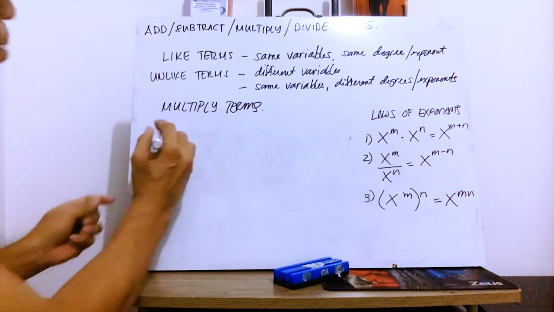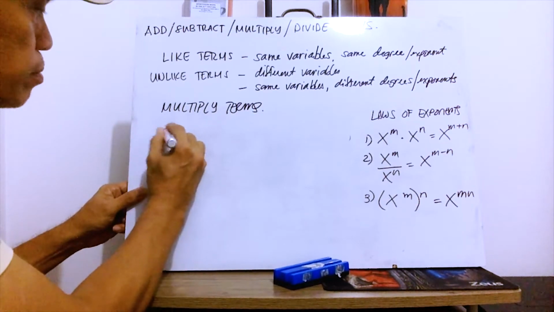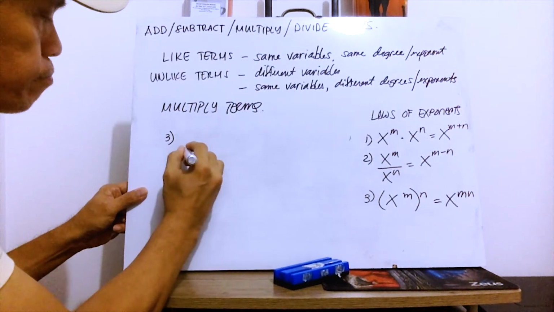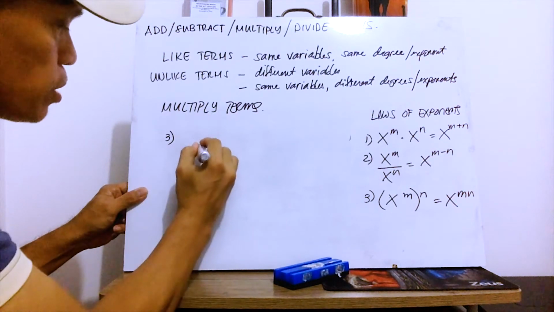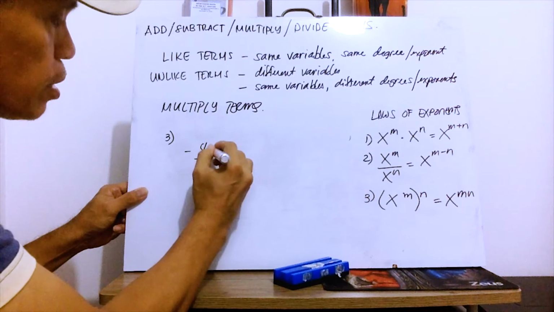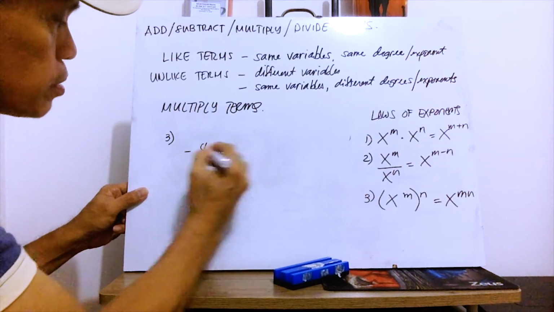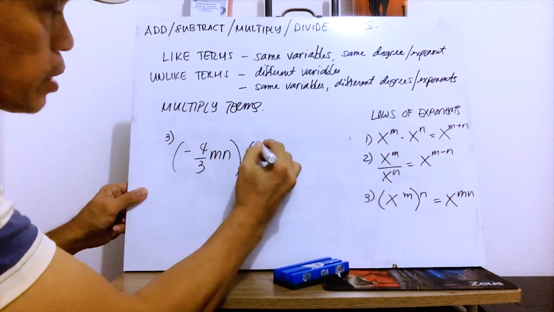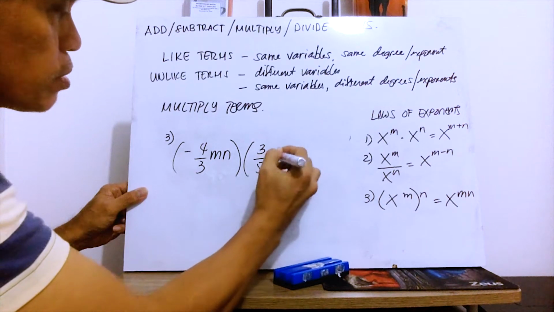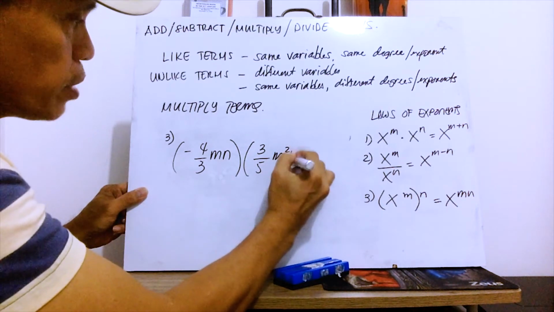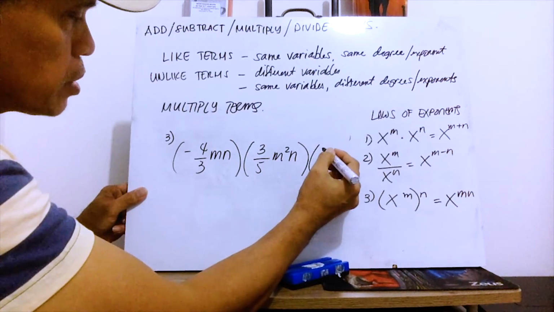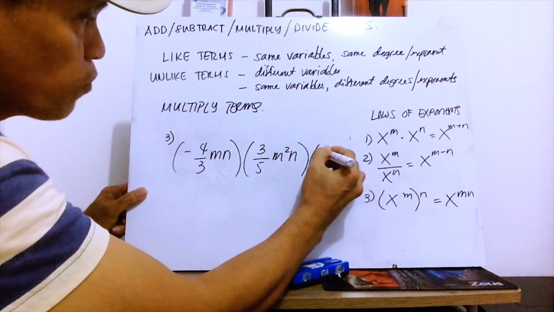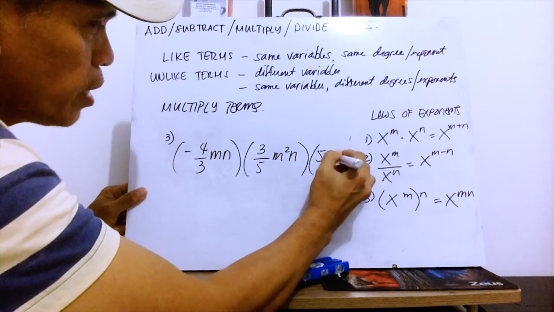Okay, one last example. Okay. How about fractions? Negative 4/3 n times 3/5 m squared n times, let's say, 5 n squared.